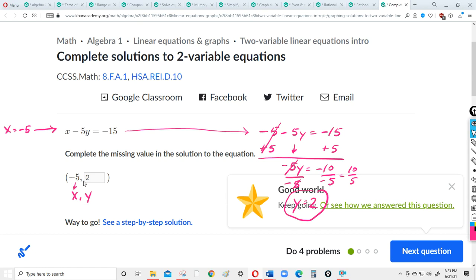Alright, so they're going to give you either x or y. Okay, whatever they give you, you plug it into the equation, and then you solve for the missing variable.